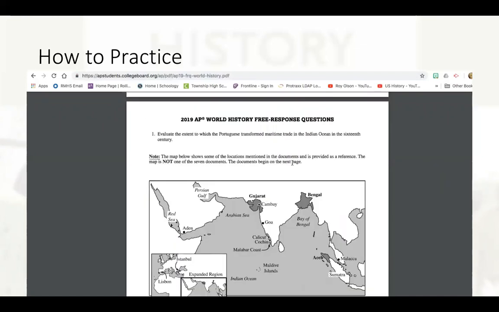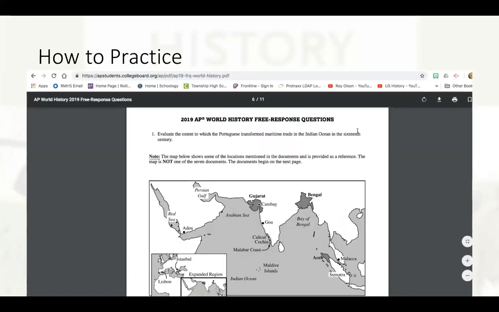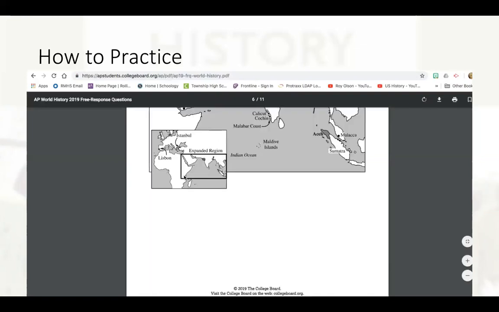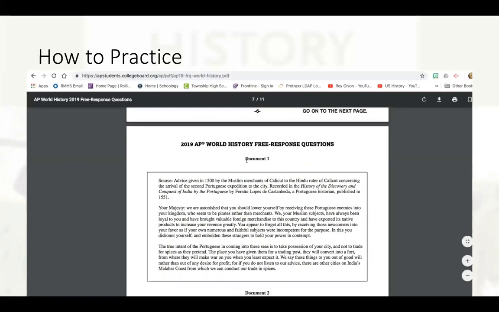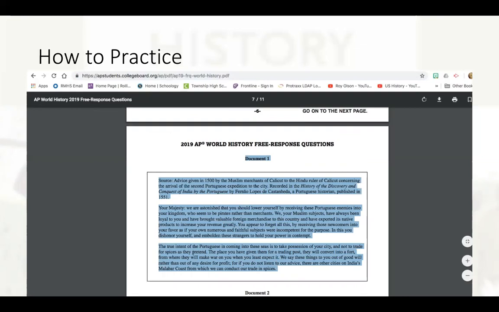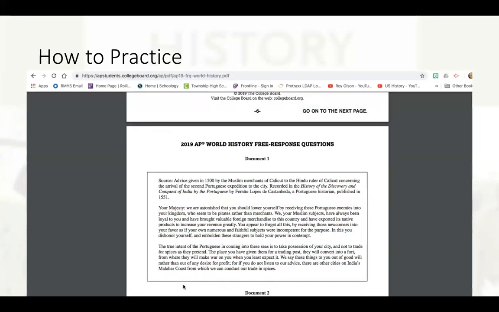There's a prompt which you need to read and take note of before you move on to the documents. Otherwise, you'll have no idea what the documents are pertaining to. Once you've done that, you can move down to document 1, and alas, you have a document that you can read, note the main idea of, and practice sourcing in a quick fashion.